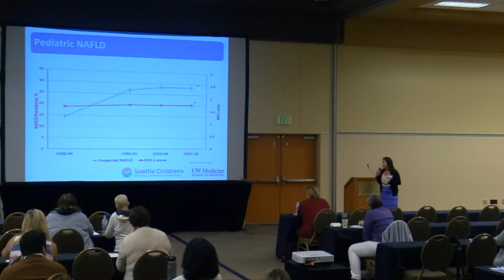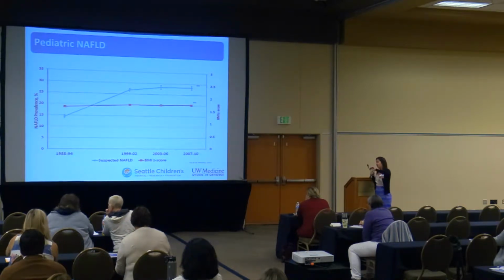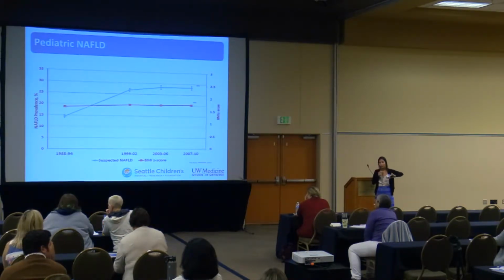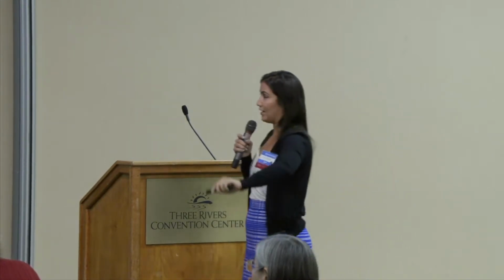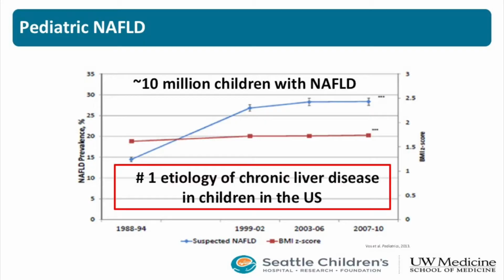Now, if you track BMI z-scores of children throughout decades, even though we know that the kids are getting more obese, when you compare that to the amount of fatty liver that we're diagnosing, it's going way higher. So there's more and more fatty liver than the BMI rise would explain. That leaves us with about 10 million children with fatty liver in the US. And that actually makes fatty liver the number one cause of chronic liver disease.